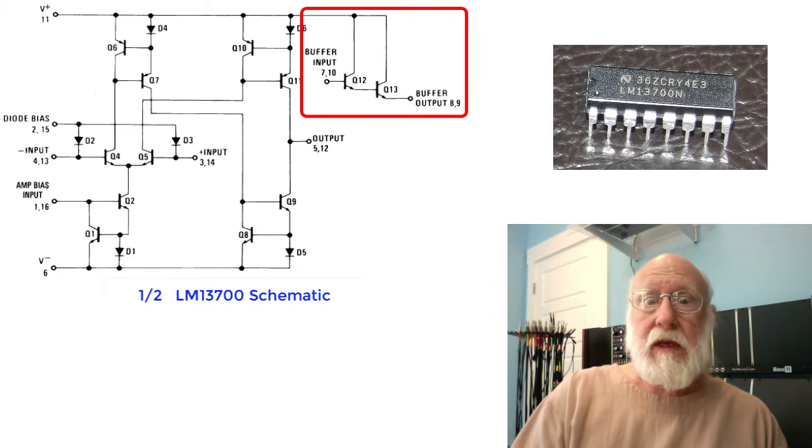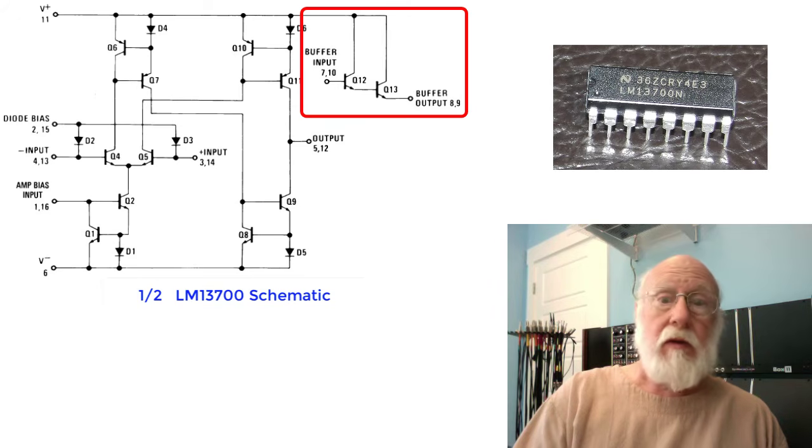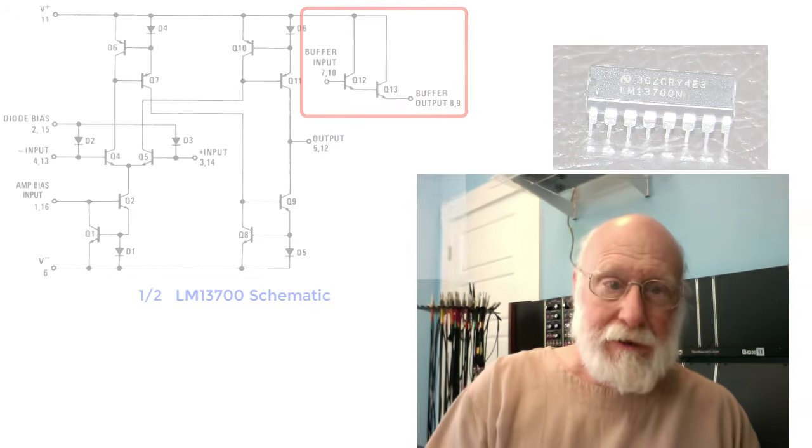And the primary reason that I've chosen this one is that other than the CA3080, this is the OTA with which I have the most personal practical experience. In our next video, we will look at the inputs and outputs of the operational transconductance amplifier in a lot more detail. Until then.